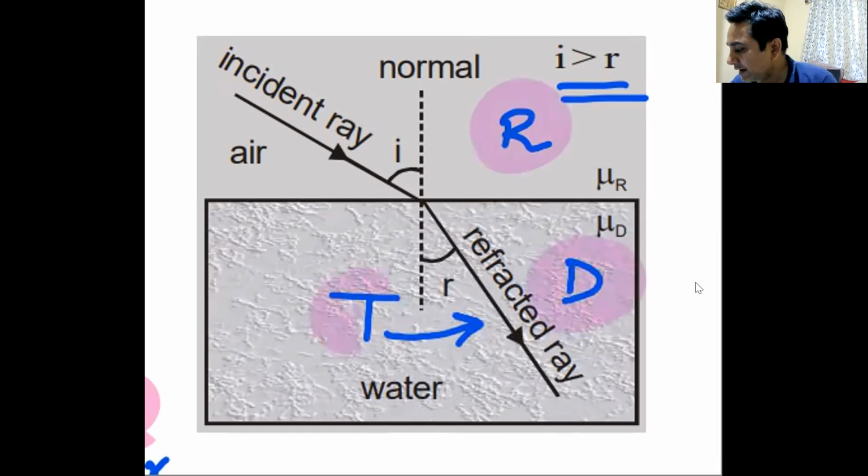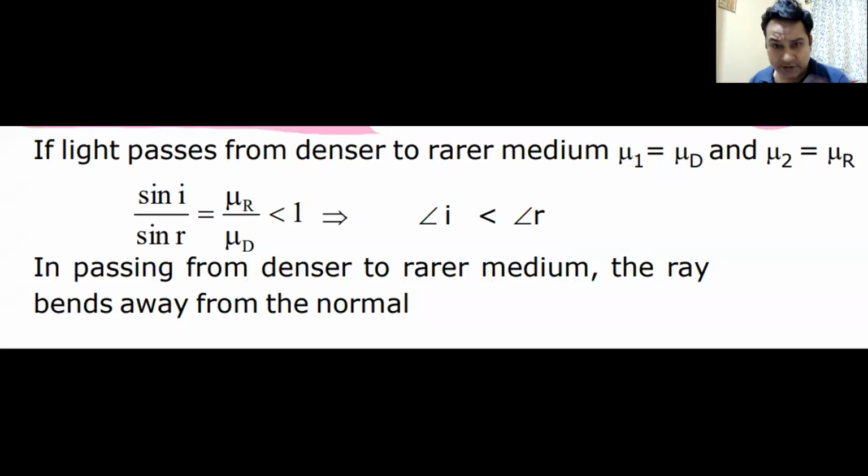D, and T. I'll give you a minute to remember these three letters, and I will be back after that. Okay, sir. Well, then, if you have noted it down, I am back. From rarer to denser, it bends towards the normal. Then there is no point of wasting any time in understanding that if it goes from denser to rarer, if it goes from denser to rarer, then what will happen?